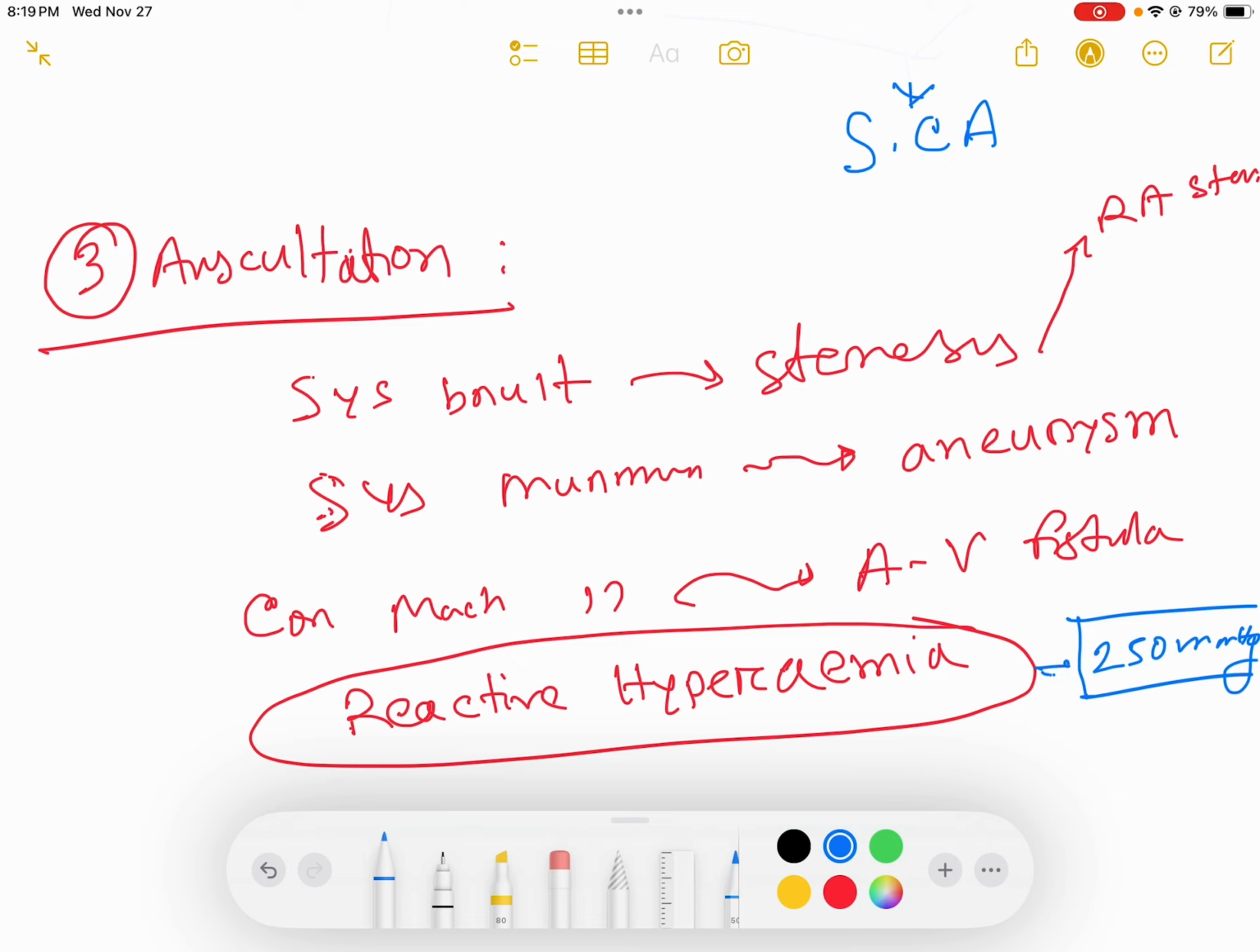Then the cuff is deflated and the time of appearance of the red flush in the skin is noticed. It is 1 to 2 seconds in case of a normal limb, and it will be delayed in case of arterial occlusive disease. It may never appear in case of severely ischemic limbs.